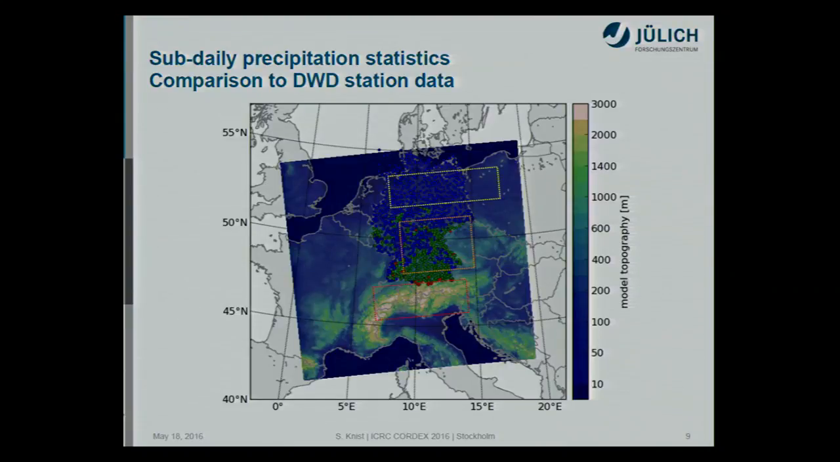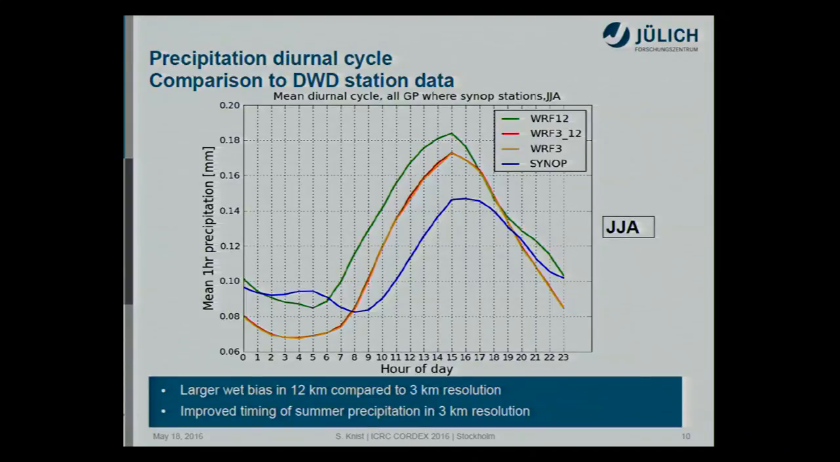Unfortunately, the contrast is a bit weak, so there are overall 1,000 stations in Germany. The blue dots indicate stations with an altitude below 400 meters, and the green ones over 400 meters, and the red ones, I think, over 1,000 meter altitude. And this is what the mean diurnal cycle looks like.